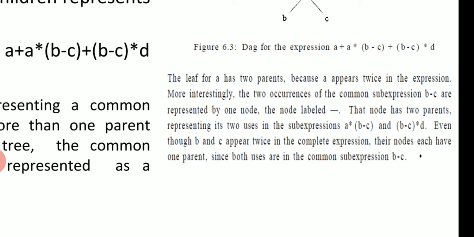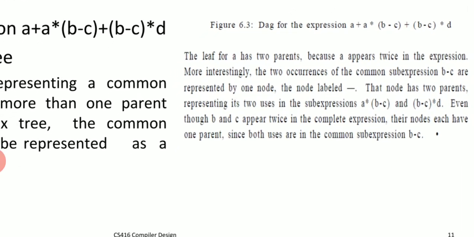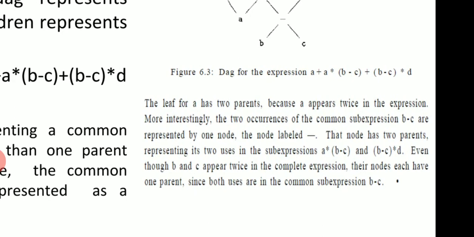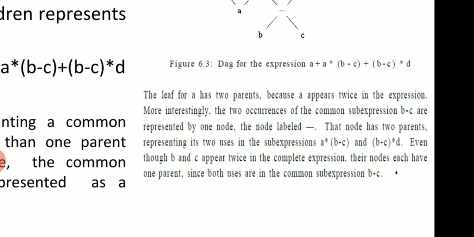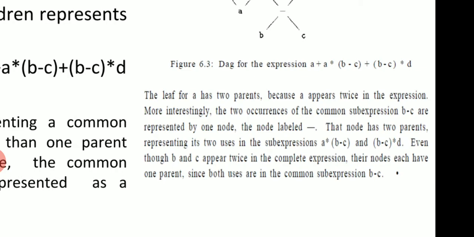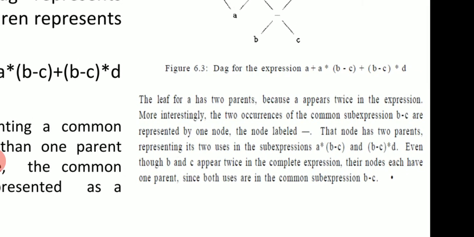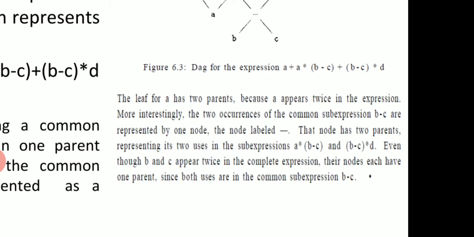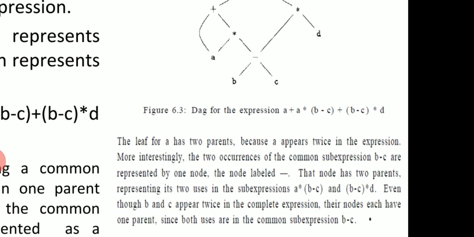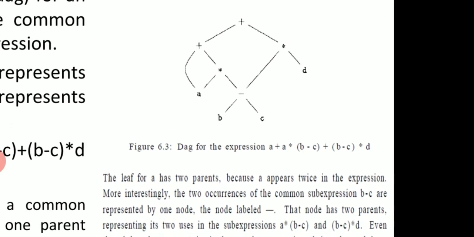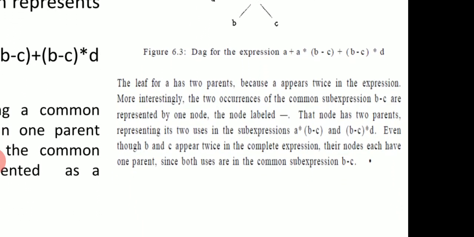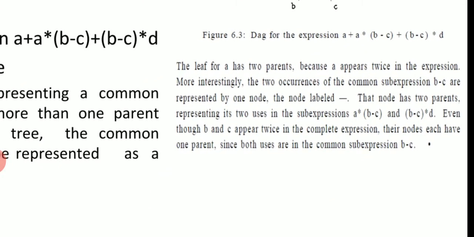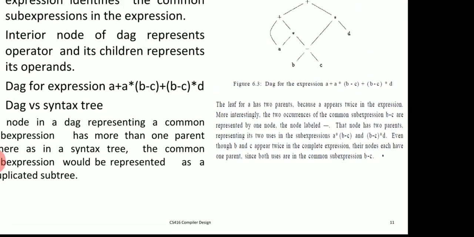So here it is shown that the leaf for a has 2 parents because a appears twice in the expression. More interestingly, the 2 occurrences of the common sub-expression b minus c are represented by one node. Then the node labeled minus has 2 parents representing its 2 users in the sub-expressions a star b minus c and b minus c star d. So minus has got 2 parents, this star for computing b minus c star d and for a star b minus c. That is all about DAG.